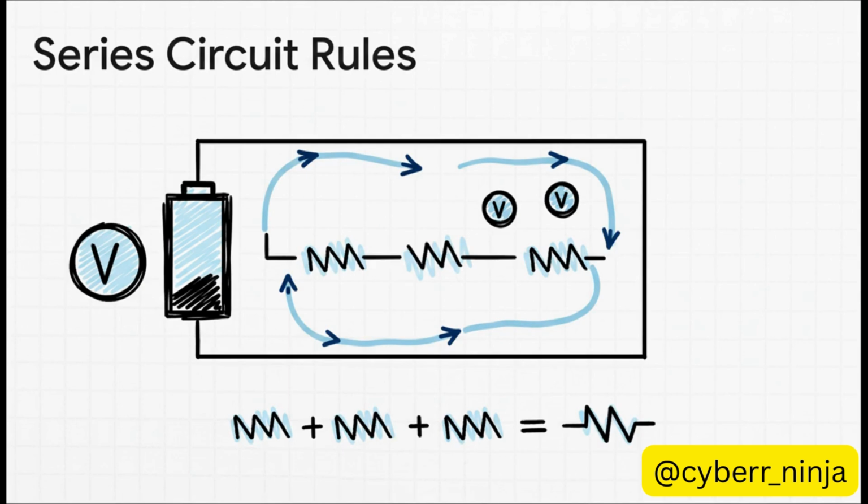Calculating the total resistance is easy. You just add them all up. And the voltage from your power source, it gets split up and divided among all the components in the chain.